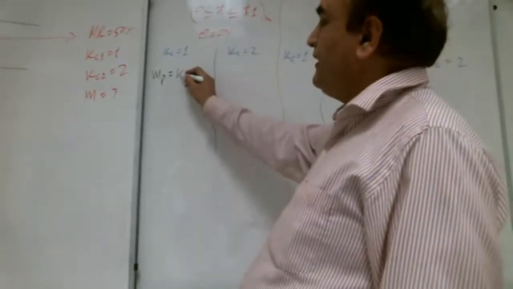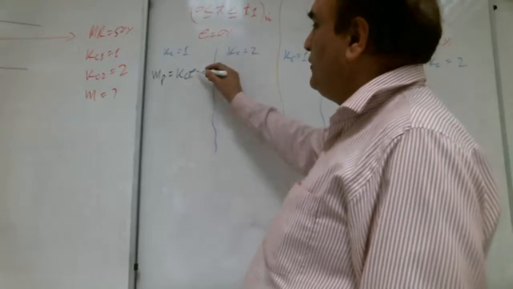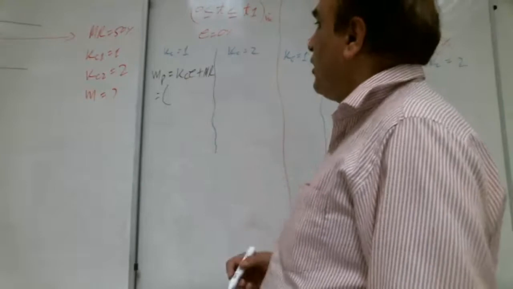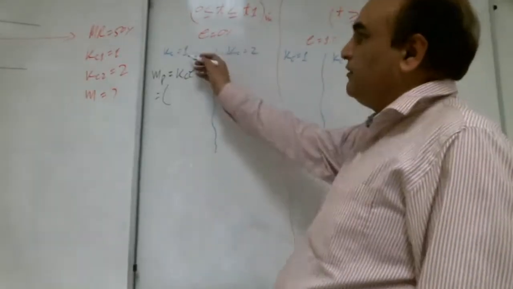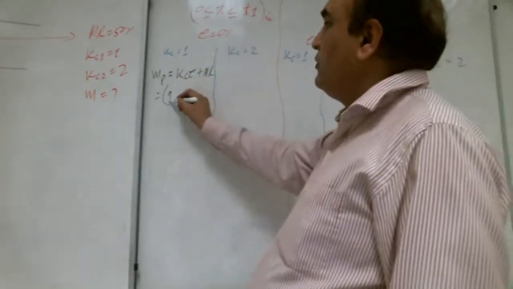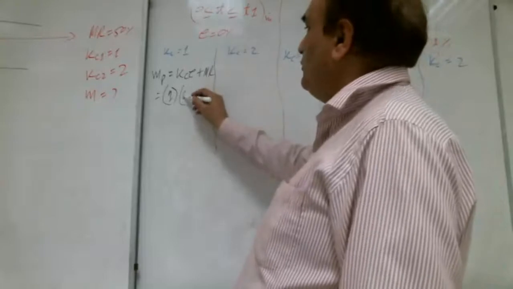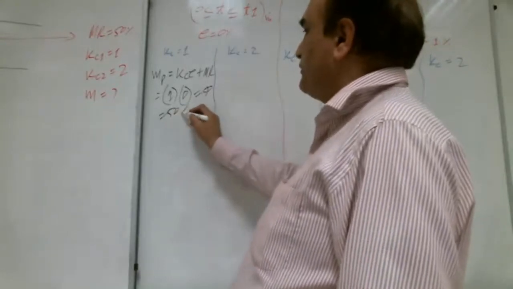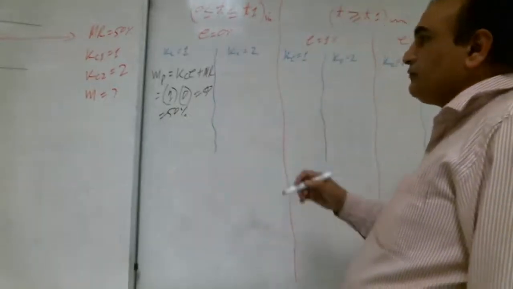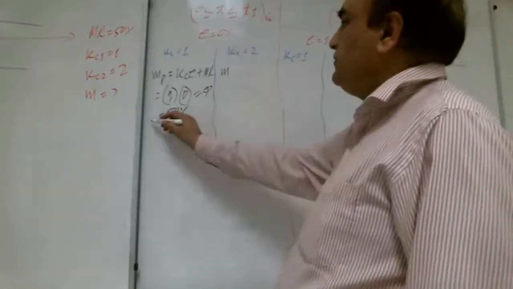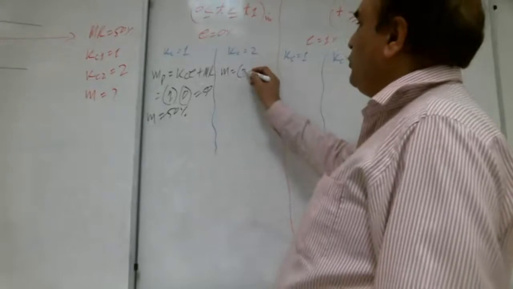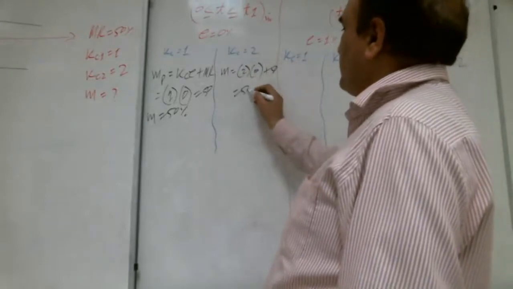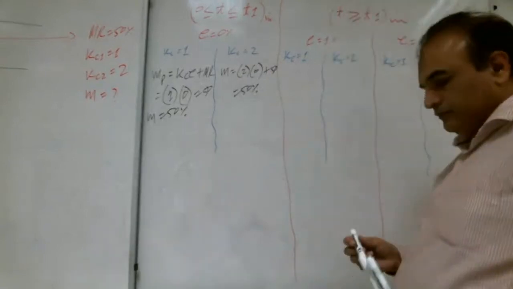Proportional output is equal to Kc multiplied by error plus MR. How much is Kc here? 1. What is the error? 0. MR is 50. So the output is 50%. Here Kc is 2, error is 0, and MR is 50, so again the output is 50%.